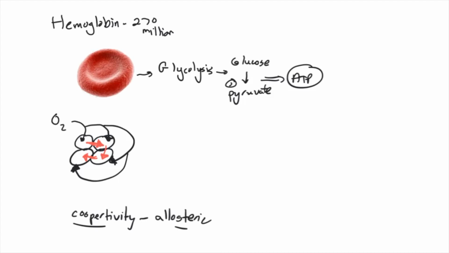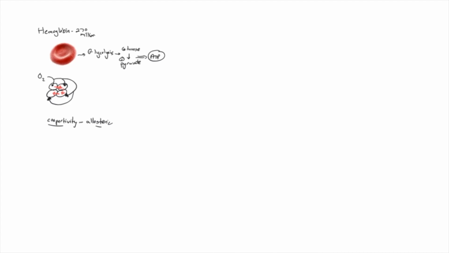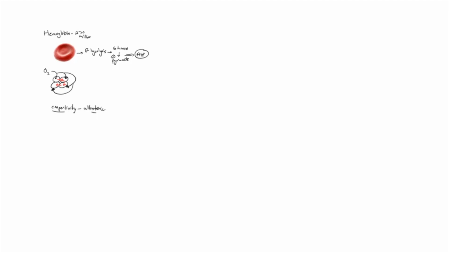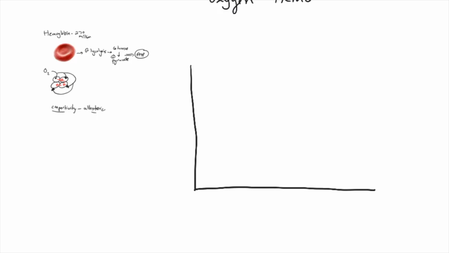So from here now we can make our board a little bit bigger. So put our hemoglobin out into the corner, and we're going to draw ourselves a saturation curve. And we'll call it our oxygen hemoglobin dissociation curve. So now we can start labeling our axes and putting in some numbers.